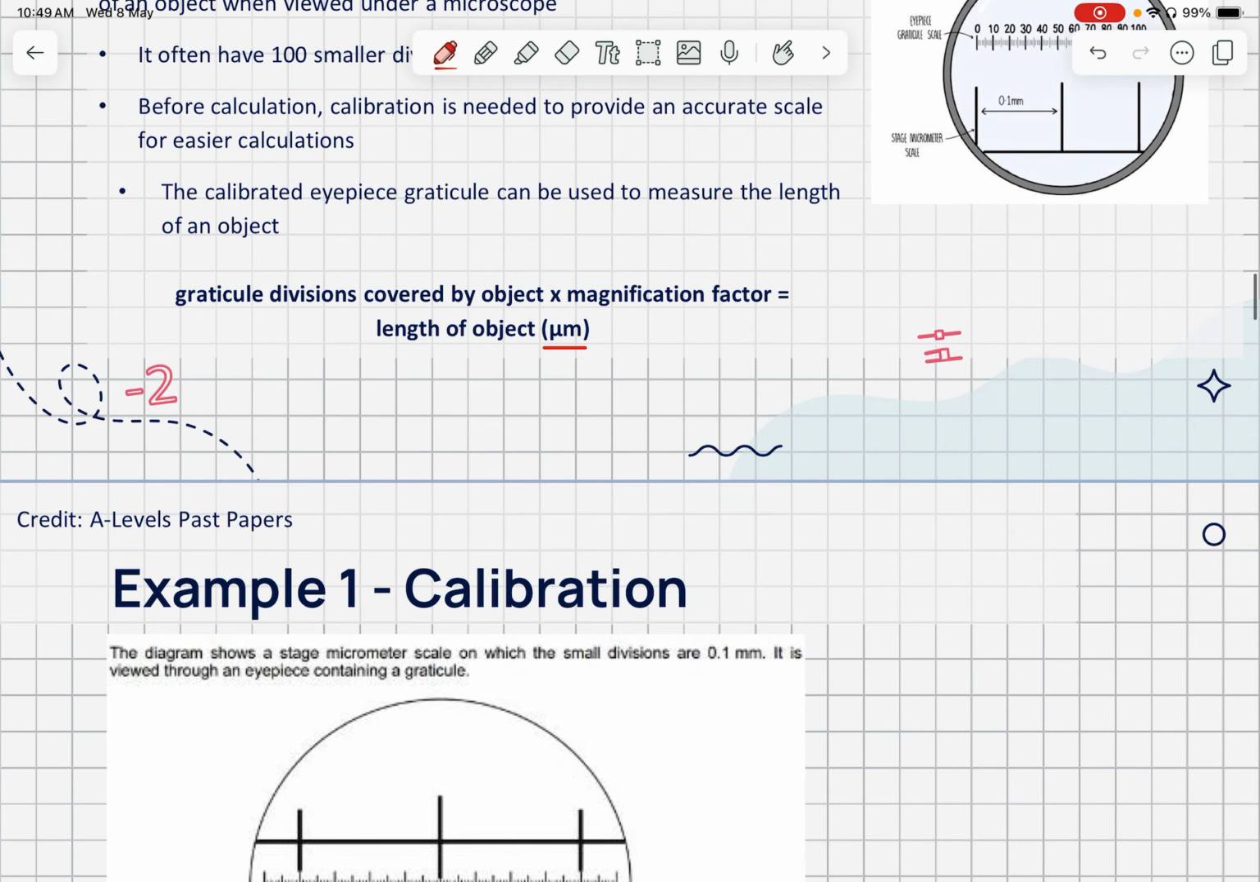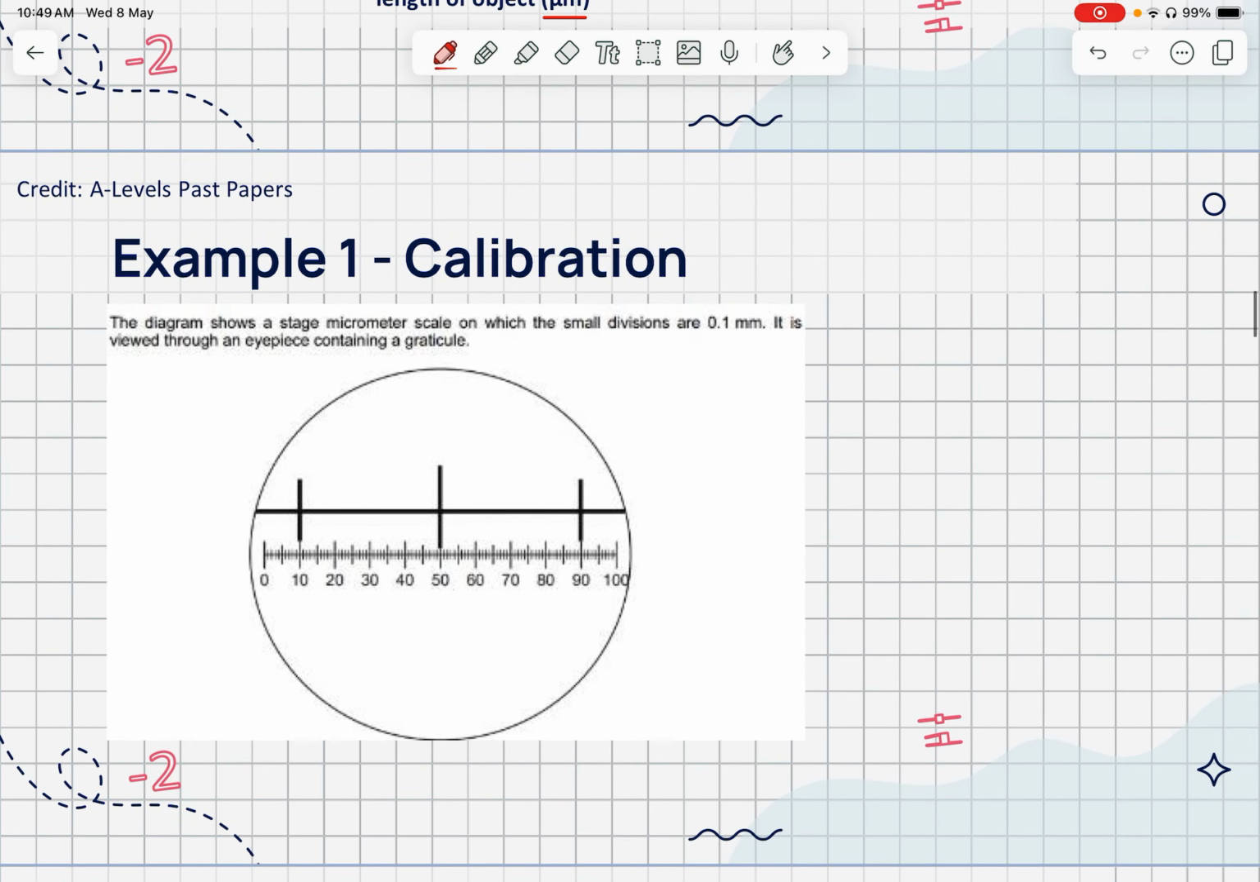Okay. All right, let's try to do an example, which is to calibrate the eyepiece graticule. I will try to repeat twice if you do not understand this. So listen to this first time.